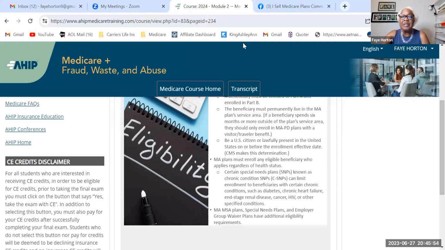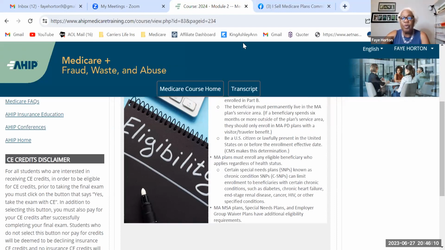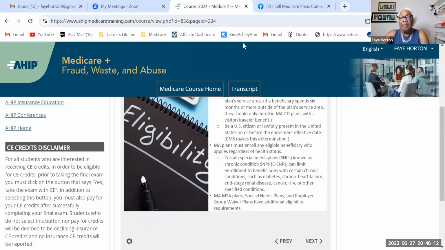You will be able to say, what year were you born? May I have the month and year of your birth? Are you eligible for Medicare? Yes or no? But you cannot say, what is your birth date? Just a side note for you. MA plans must enroll any eligible beneficiary, regardless of health status.